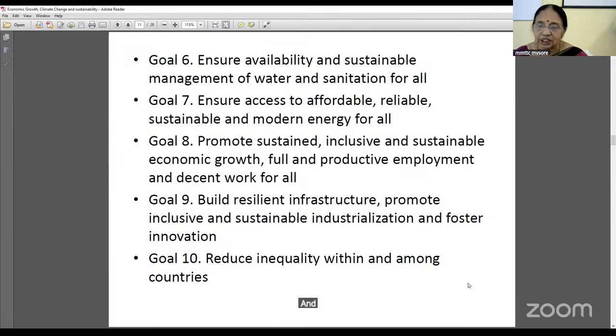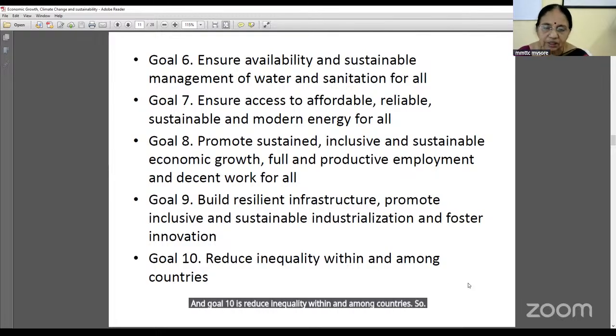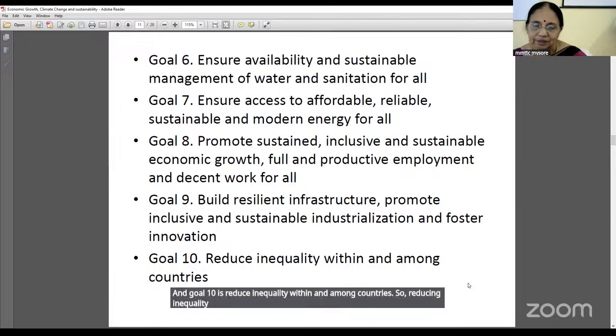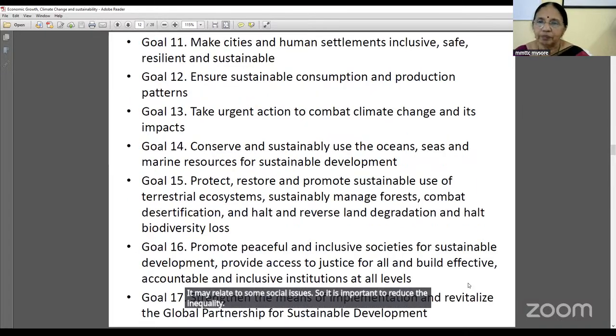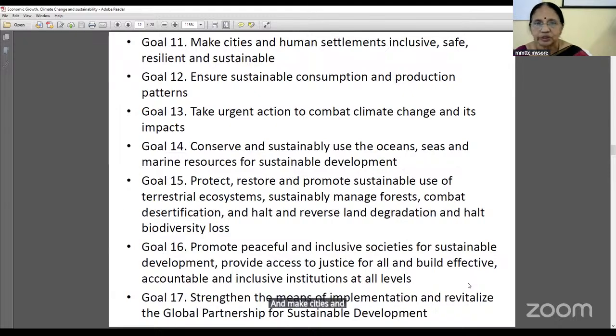And goal 10 is reduce inequality within and among countries. See, reducing inequality fosters sustainable development, because when there are vast inequalities, one section of people won't be contributing anything, because the entire thing has to be contributed by only one particular section. So it is important, and also it may lead to some social issues. So it is important to reduce the inequality and make cities and human settlements inclusive, safe, and resilient.